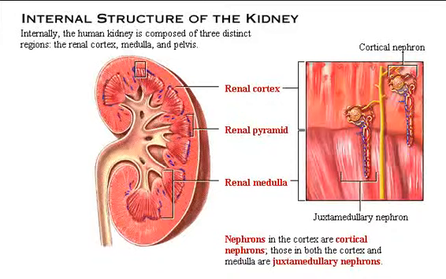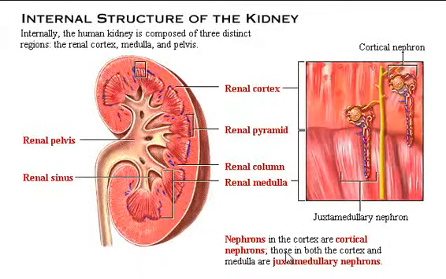The areas between pyramids are the renal columns. They are extensions of the cortex that provide a route for the passage of blood vessels and nerves to and from the outer cortex. The third region includes the funnel-shaped renal pelvis lying within the renal sinus. The renal pelvis collects urine from the pyramids and conveys it into the ureter for passage to the urinary bladder.